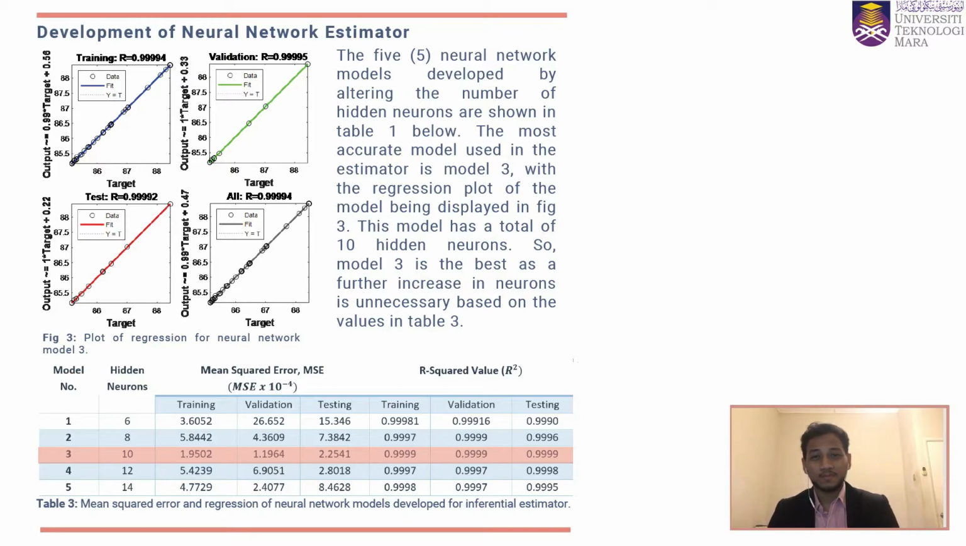Why is this so? Well, it can be explained by the fact that the higher the number of hidden neurons, the higher the chances of the model overfitting to the data it is using for training. This is why a lower accuracy can be seen in the testing step and the validation step for models with a higher number of hidden neurons. They have overfitted in the training data. With that, it has been concluded that the best neural network to be used for this inferential control system is neural network number 3 with 10 hidden neurons.